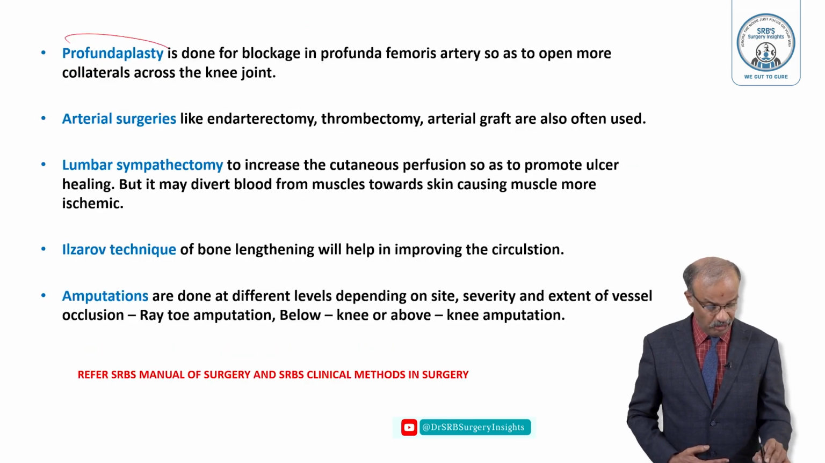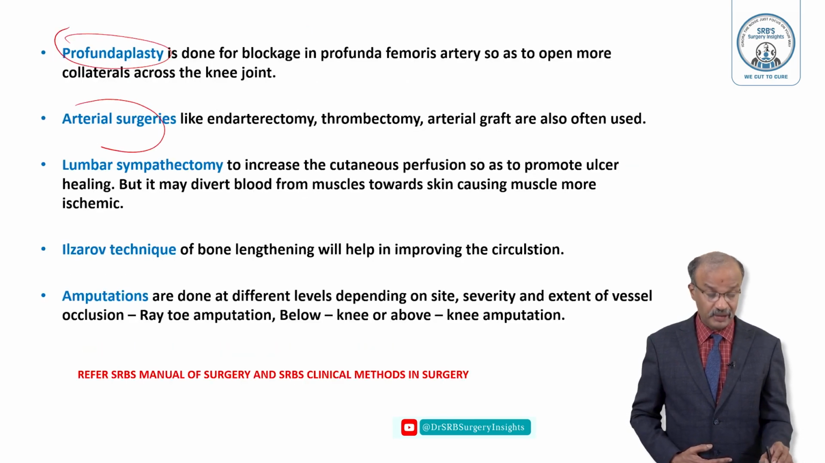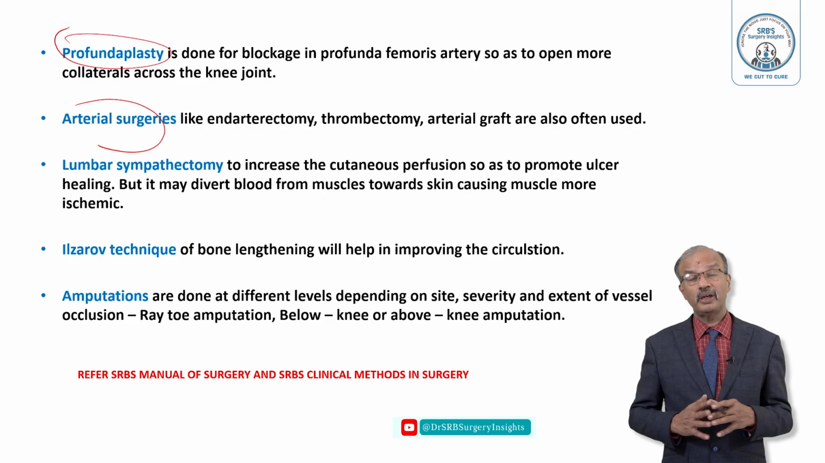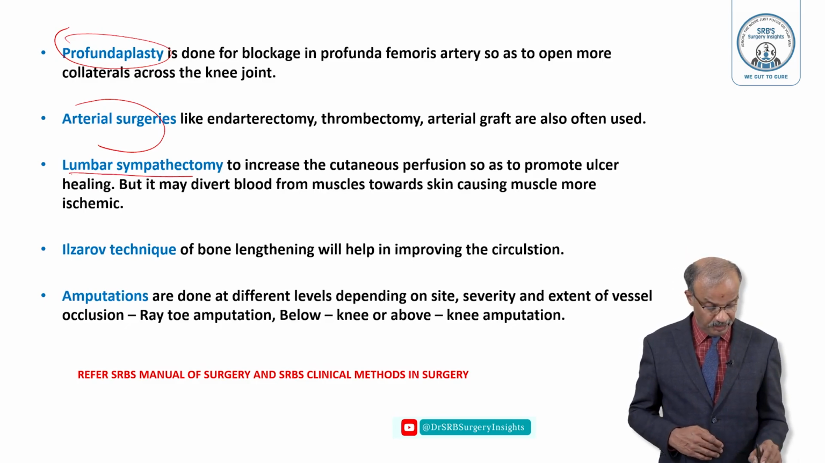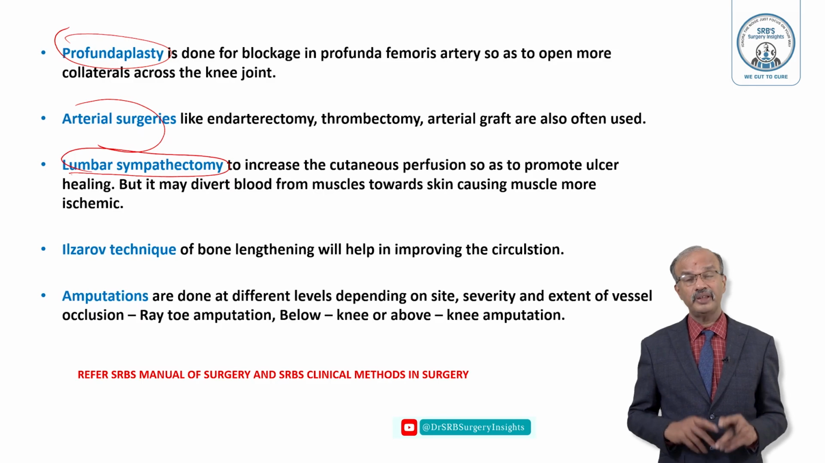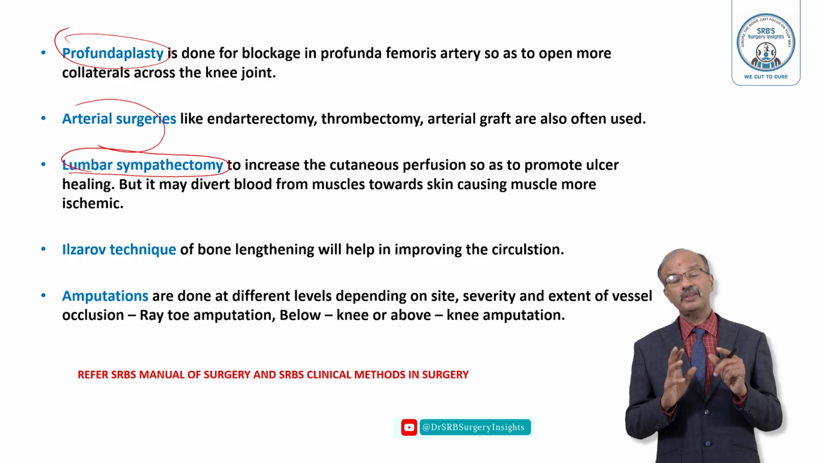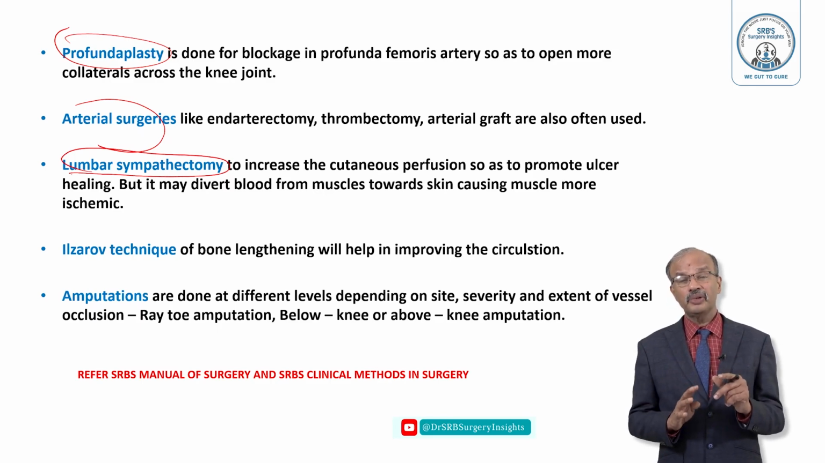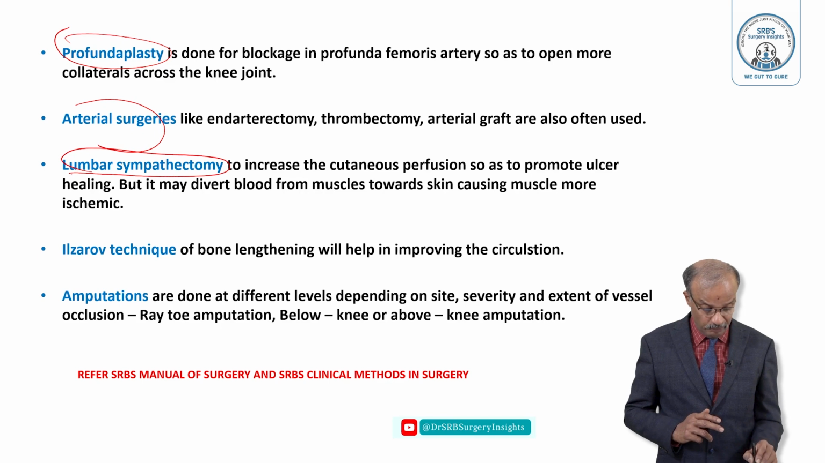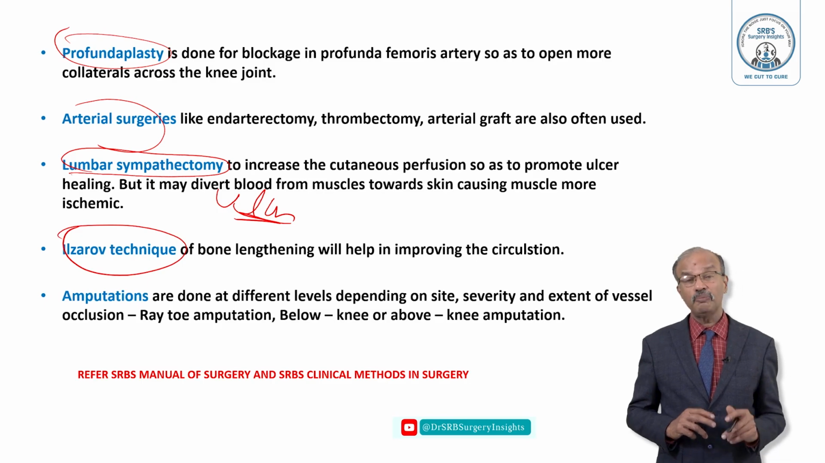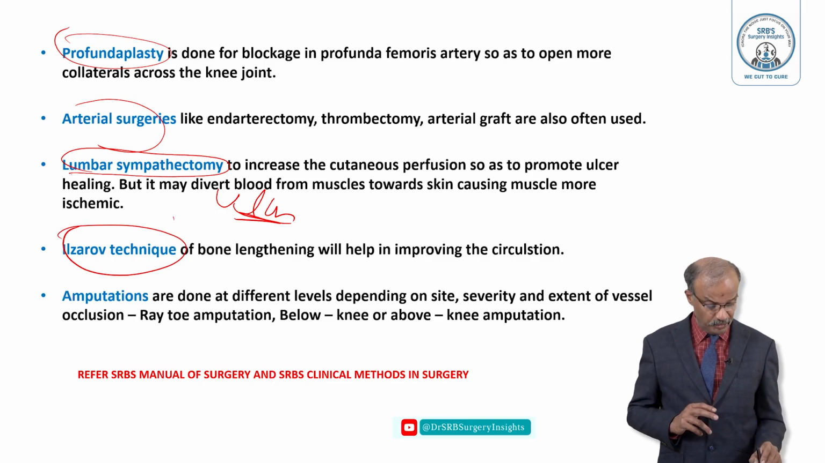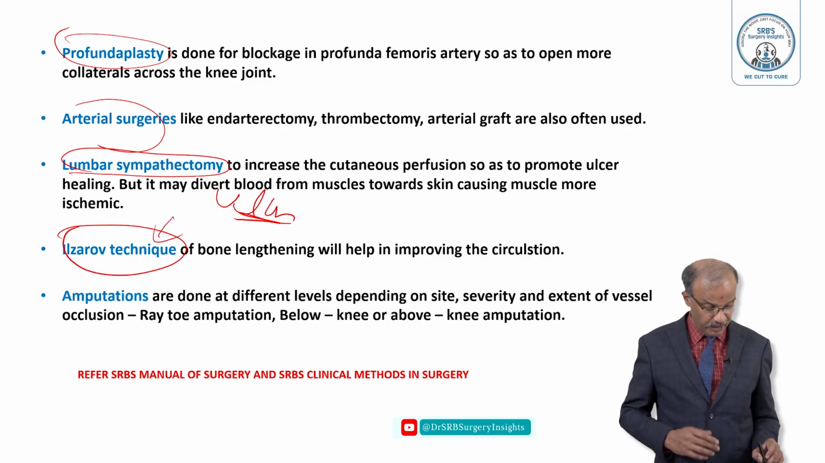So profundaplasty, I already told. Arterial surgeries like endarterectomy, thrombectomy, arterial graft using great saphenous vein, and sympathectomy procedure as such. It's temporary, but increases skin perfusion so that it makes the ulcer heal, mainly for ulcers. The Ilizarov technique, by bone lengthening, improves the circulation. It's said to be quite useful, but not commonly done, as it is technically demanding.